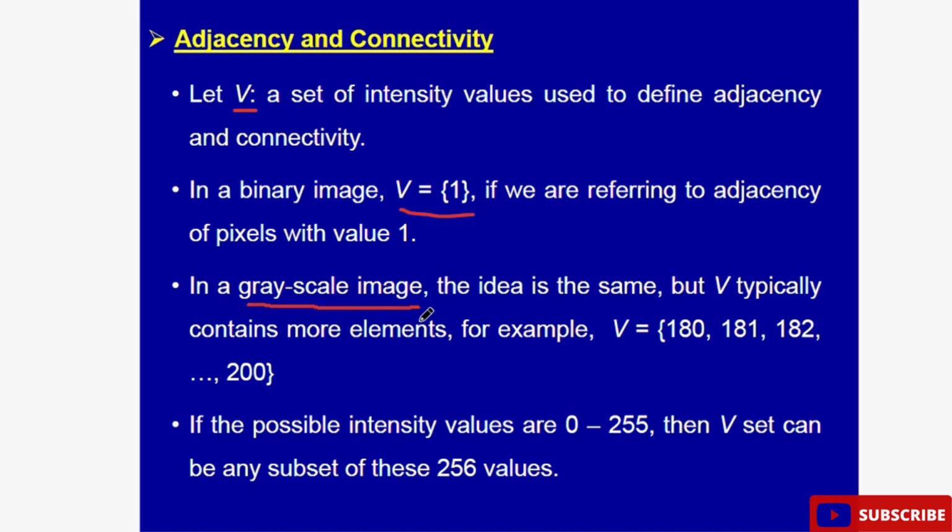Suppose you take a grayscale image, and assume that all these are the intensity levels. You can define adjacency and connectivity only for the pixels whose intensities are 180, 181, 182, etc., 200. So for a grayscale image, the set V may be any subset of these 256 values.